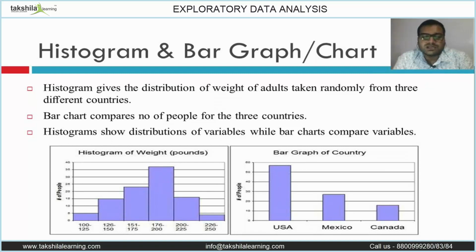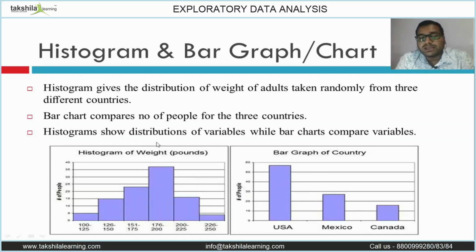On the left side you can see the histogram, and on the right side is the bar chart. Here the histogram gives the distribution of weights of adults taken randomly from three different countries. And the bar chart compares the number of people for these three countries.